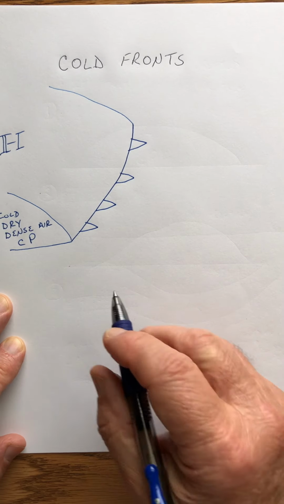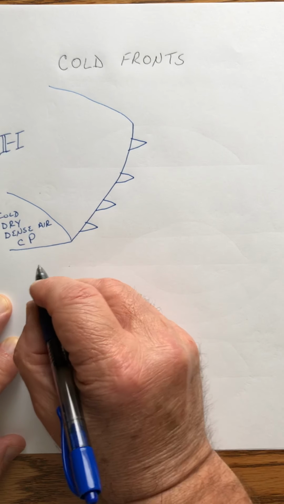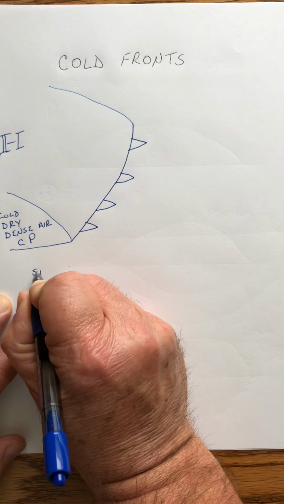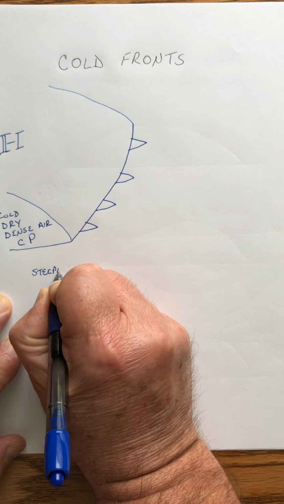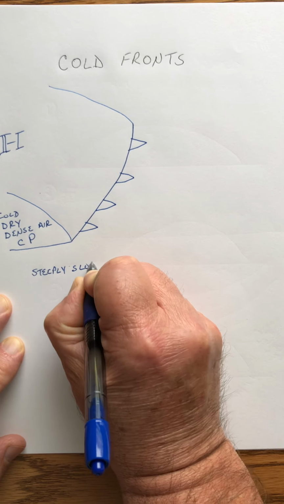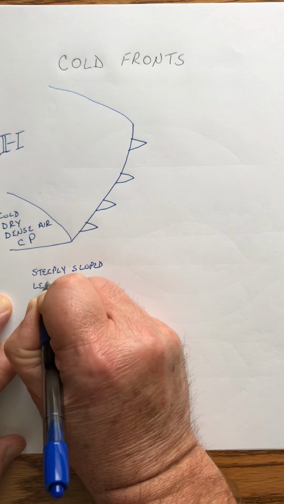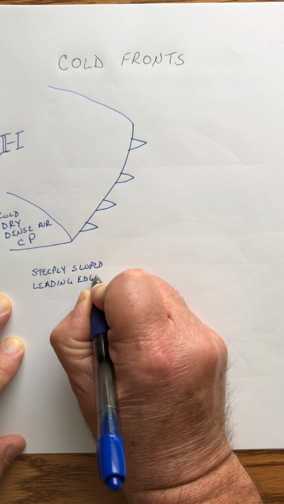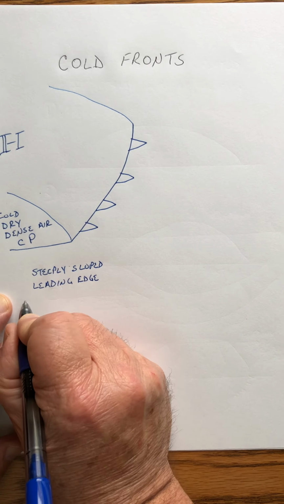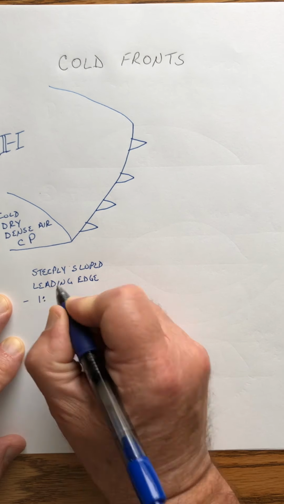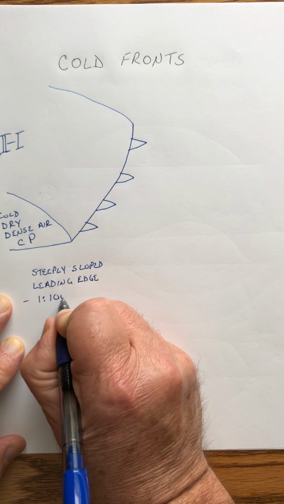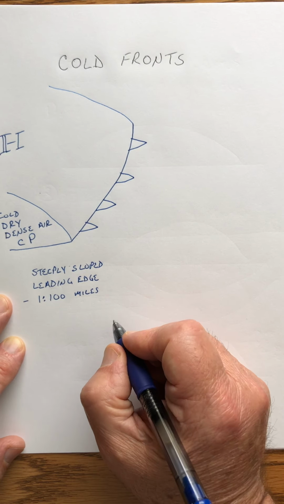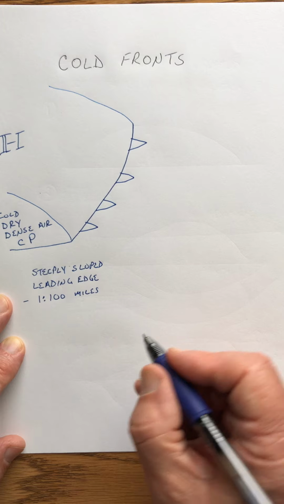Now you'll notice that here the leading edge is fairly steeply sloped. So we have a steeply sloped leading edge. How steep is that? We mentioned in the notes, it's like for every 1 mile up, it's 100 miles across. So in the real world, that's a fairly steeply sloped cold front.